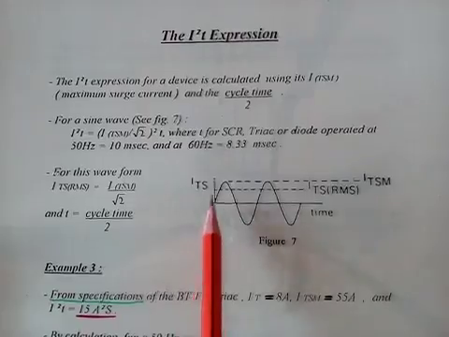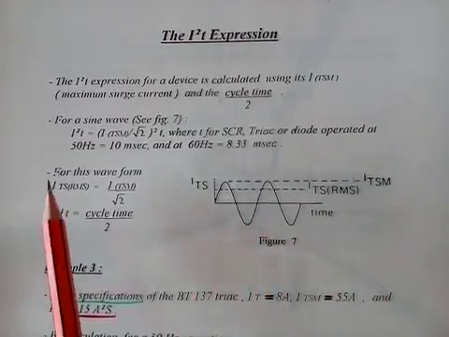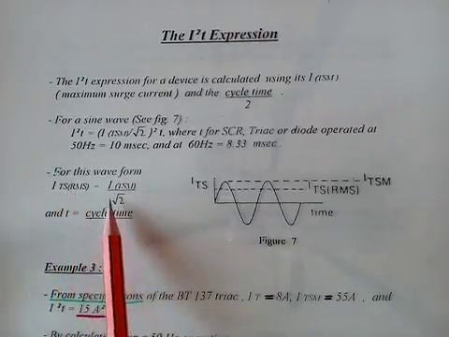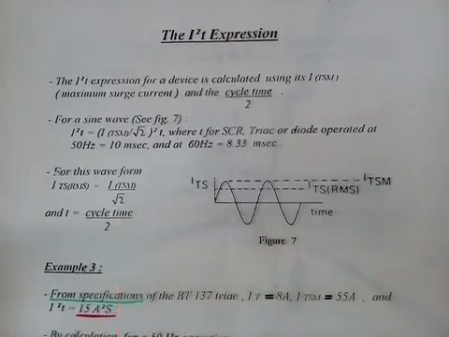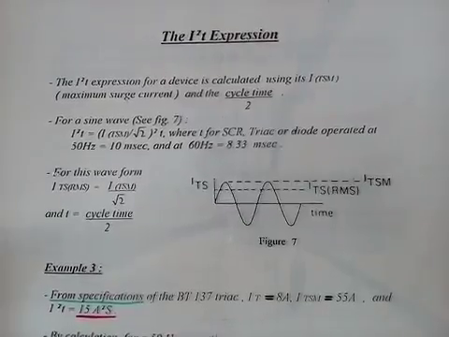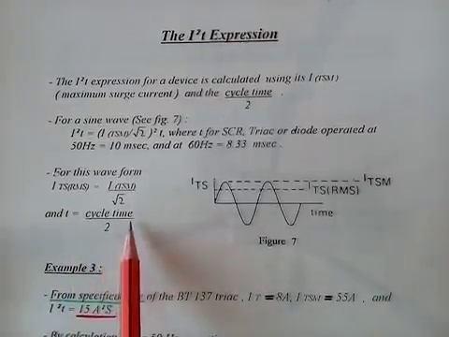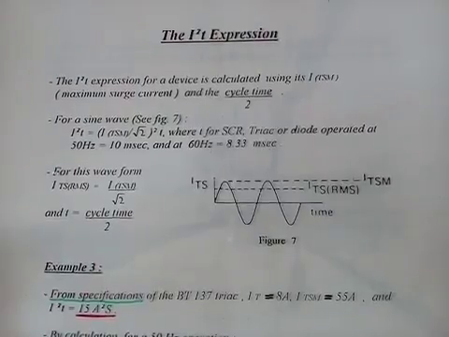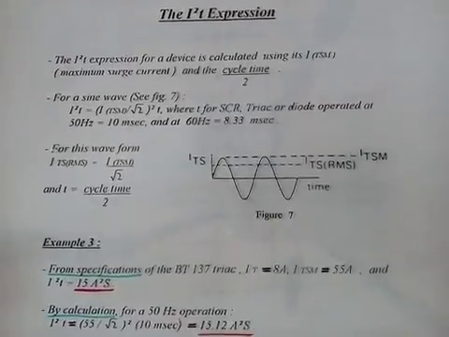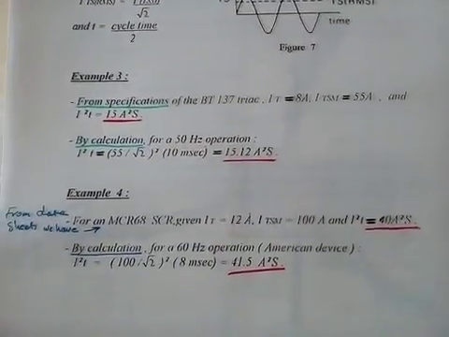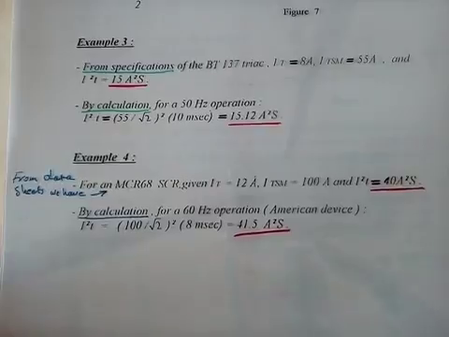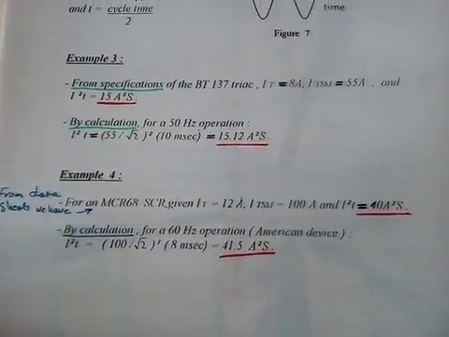So for this waveform, the one that you see in here, the ITSM in RMS would be equal to the surge current divided by the root of 2. So that's like just finding the RMS of a sine wave. And T, of course, equals the cycle time divided by 2. Let's see this example, which shows how a manufacturer calculates their I2t. That's example 3.